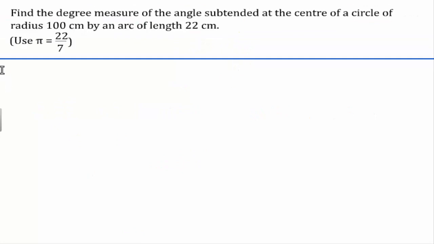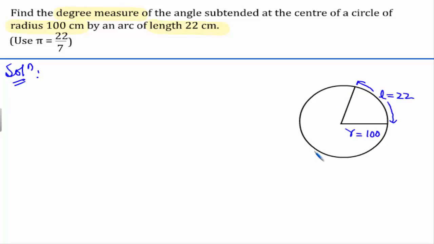In this question, we have to find the degree measure of the angle subtended at the center of a circle of radius 100 cm by an arc of length 22 cm. Let's begin with the solution, and first let us draw the figure from the given data. Now, this is a circle of radius 100 centimeters and the length of the arc is 22 centimeters. We have to find the degree measure of the angle subtended at the center of the circle.